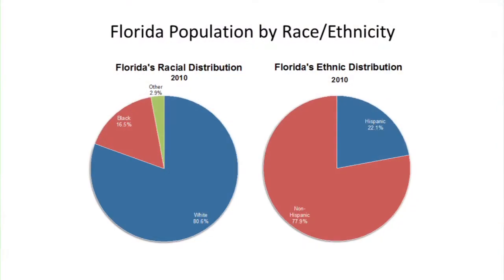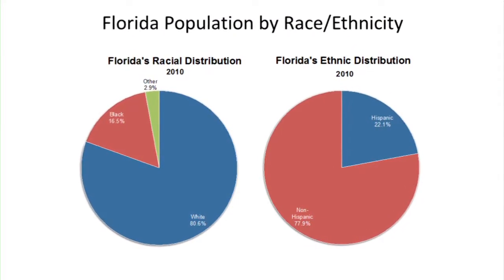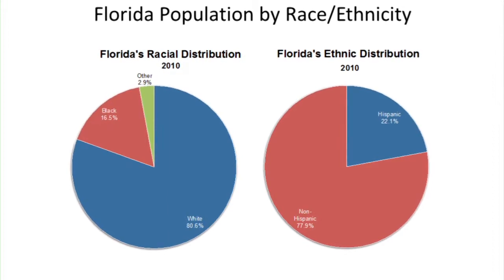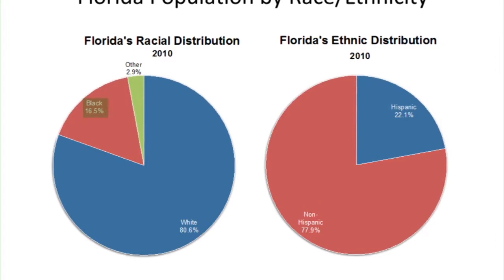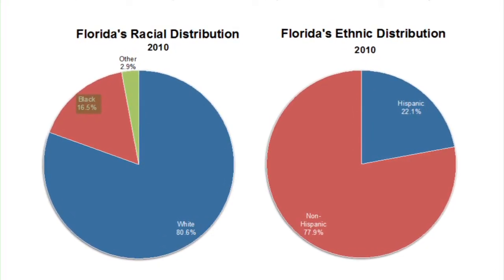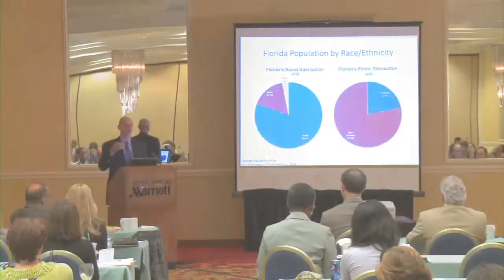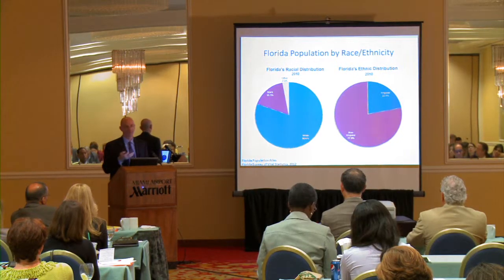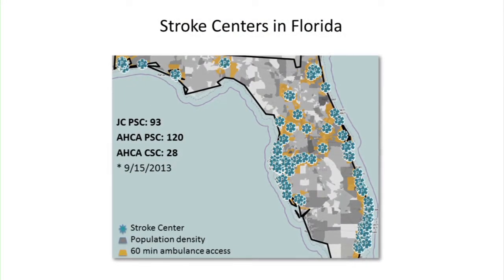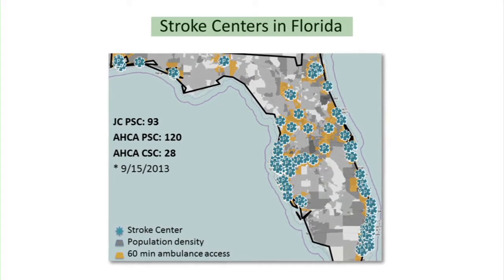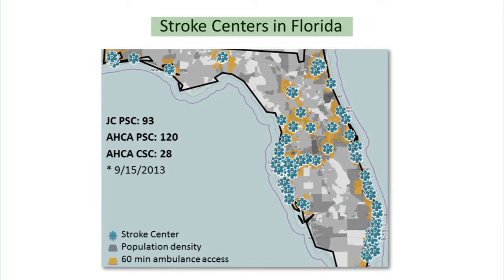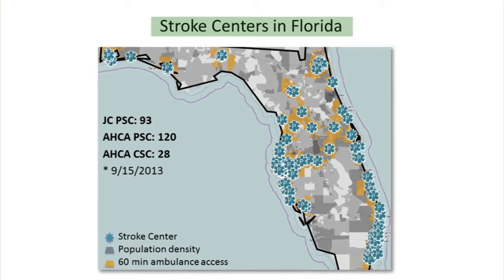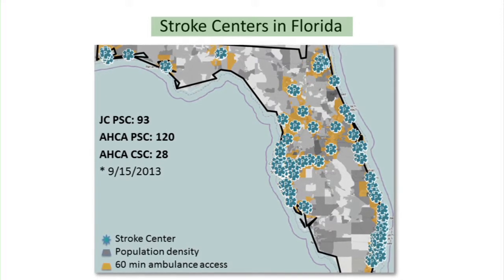Florida has a specific racial and ethnic distribution that is different from the rest of the country, with 16.5% of blacks, which is higher than the national average, and 22% of Hispanics overall in the state. If you look just at Miami-Dade County, for example, Hispanics account for about 65% of the county. The population in the state of Florida is centered around the coasts and in central Florida, and therefore it's not surprising that the stroke centers are also in those areas where we have the largest concentrations of the population.